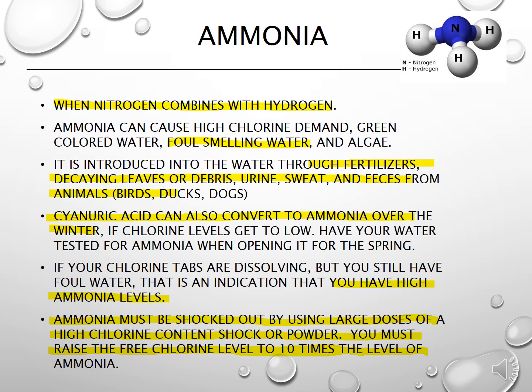Ammonia must be shocked out by using large doses of high chlorine content shock or powder. We recommend using chlorine powder, as it's about 65% available chlorine compared to a 30% available chlorine shock. If you use the higher powered chlorine, we want to raise the free chlorine level to 10 times the level of ammonia. So in other words, if you have 4 parts per million ammonia, we need to raise the free chlorine level to 40 parts per million.